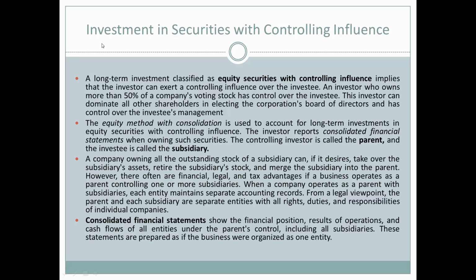Next, I have some information on investment in securities with a controlling influence. Let's just read a little bit about that, and it's just informational. It's covered in a much more advanced accounting class. A long-term investment classified as an equity security with controlling influence implies that an investor can exert a controlling influence over the investee. Not significant, a controlling influence. An investor who owns more than 50% of a company's voting stock has control.